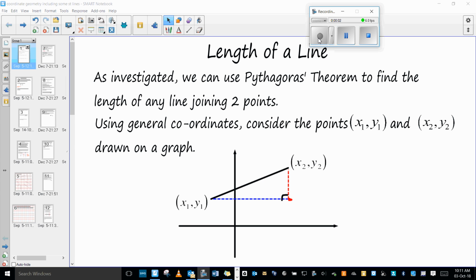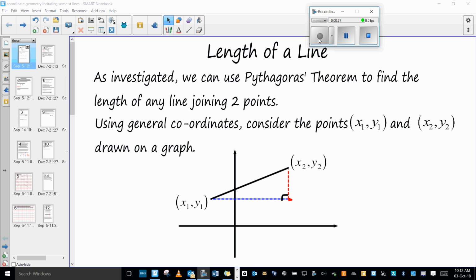About straight lines. I'm going to go through this stuff to start with, just because I think it's a nice lead into it. Alright, length of a line. It says as investigated, but we haven't investigated at all. But this was also previous. I have done it. We can use Pythagoras' theorem to find the length of any line between two points.